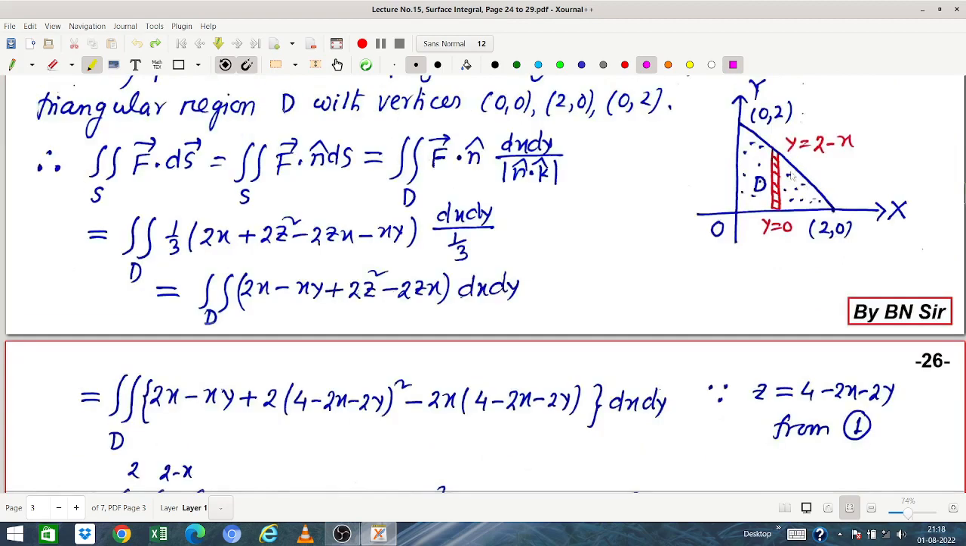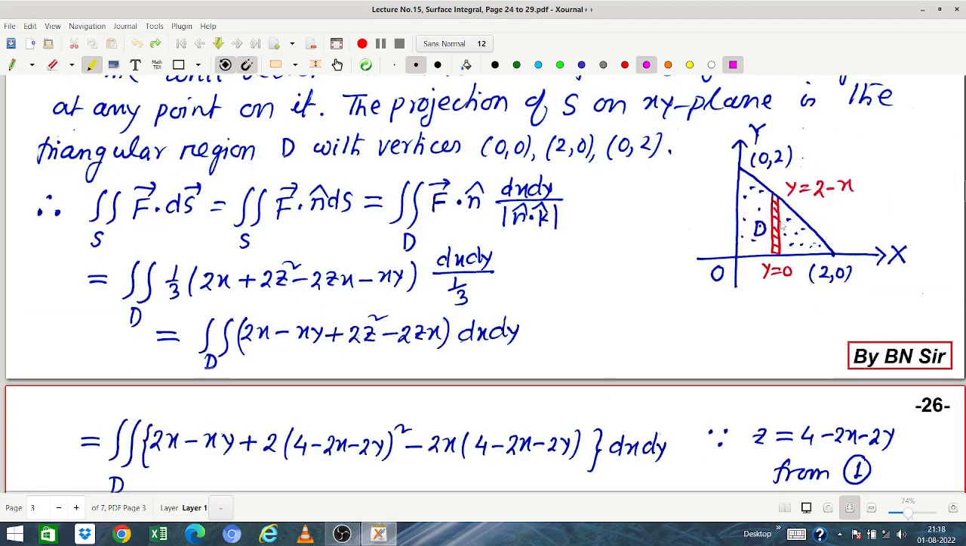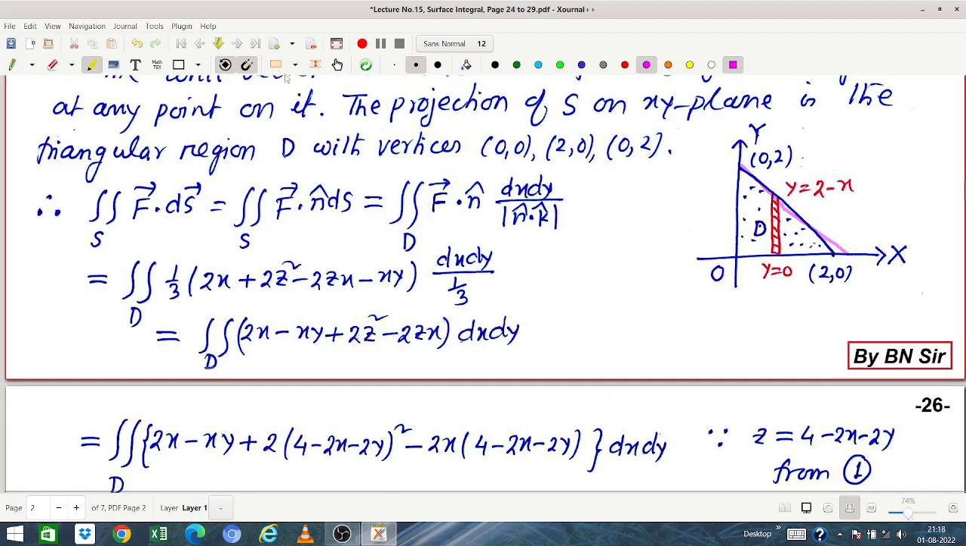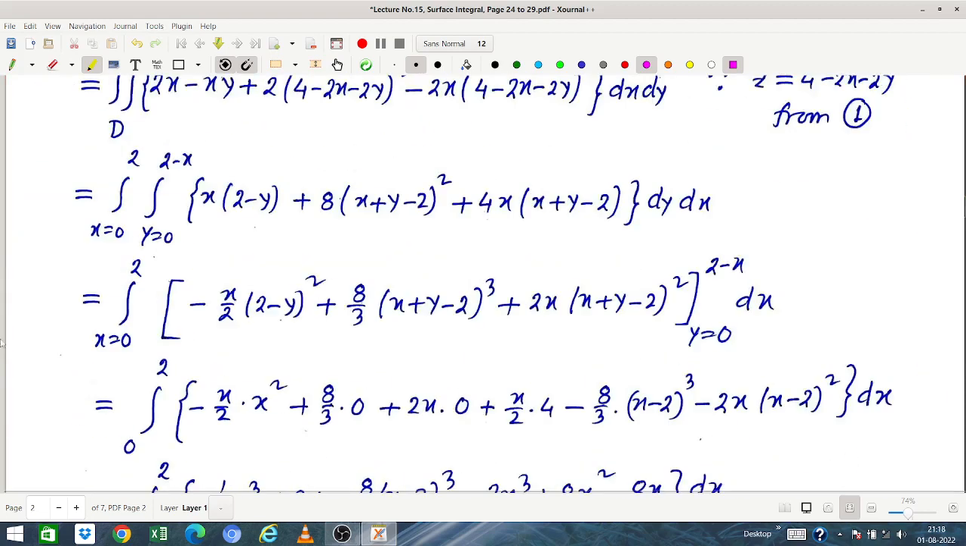And this plane region D will be described by a vertical strip, y from 0 to 2 minus x, because the equation of this line is x plus y equal to 2. This is the x plus y equal to 2 line. Okay, so y from 0 to 2 minus x, and then x varies from this point, the origin, x equal to 0, up to this point, where x equal to 2. So that we have written here, x from 0 to 2, y from 0 to 2 minus x.